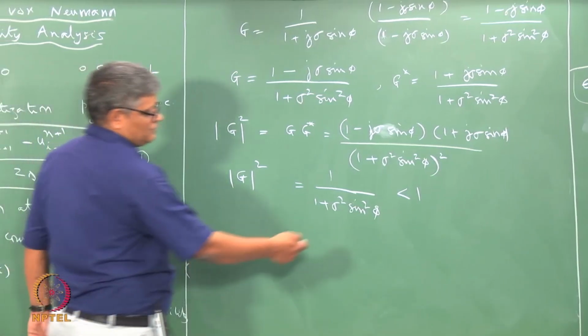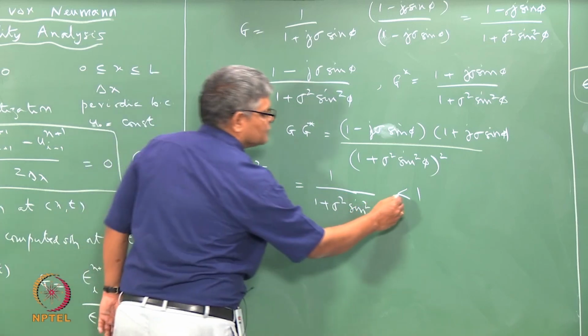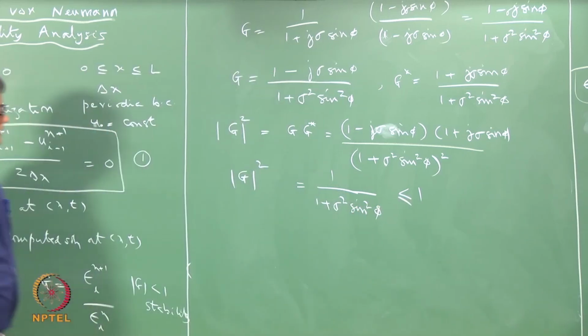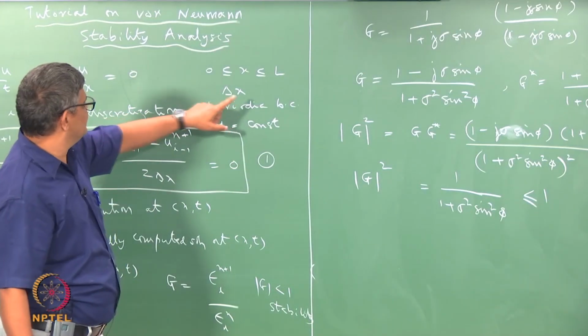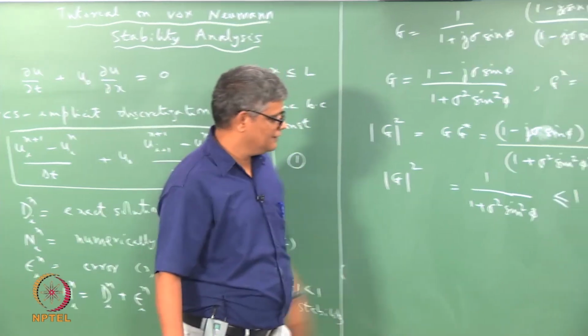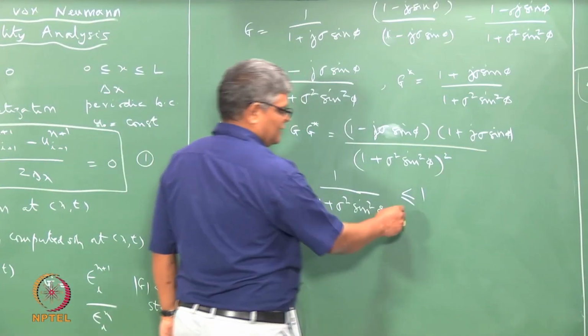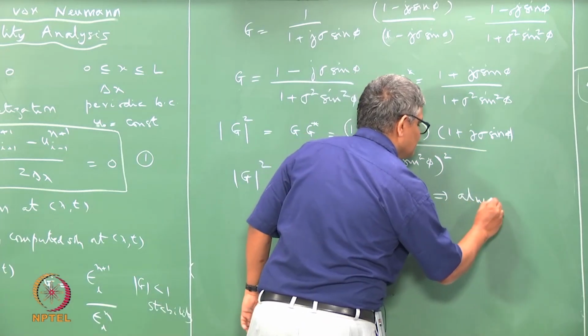In the special case where phi is equal to 0 or 180, this is equal to 1. Okay. Because sigma is u naught delta t by delta x and we have sigma square here, this is always less than or equal to 1 and therefore, it is always stable.